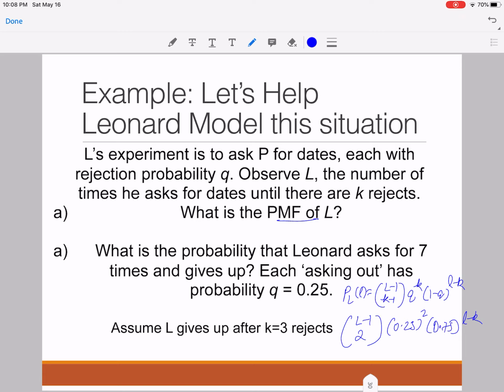So I want to find the probability that Leonard gives up on his 7th asking out. So I need to find the probability that L is equal to 7, and that will be equal to 6 choose 2, 0.25 squared, 0.75 to the 5th. That's the probability for this answer.